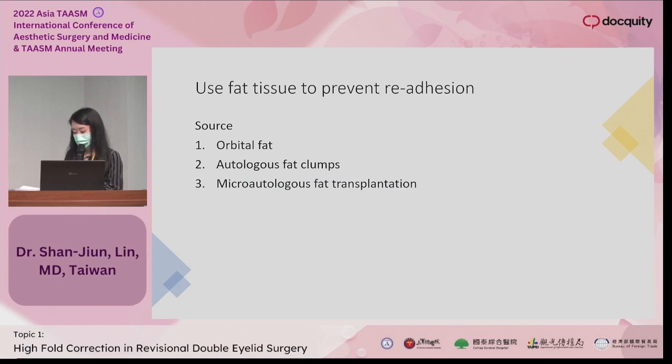What are the sources of fat? Of course, the best and the most natural one is the original orbital fat. If there is not enough orbital fat, we can consider some autologous fat clumps or micro-autologous fat grafts from around the belly button or thighs.